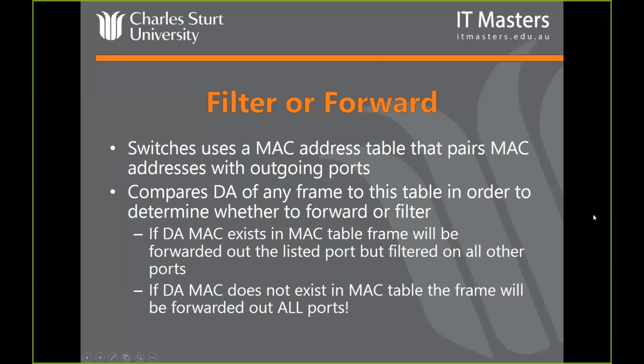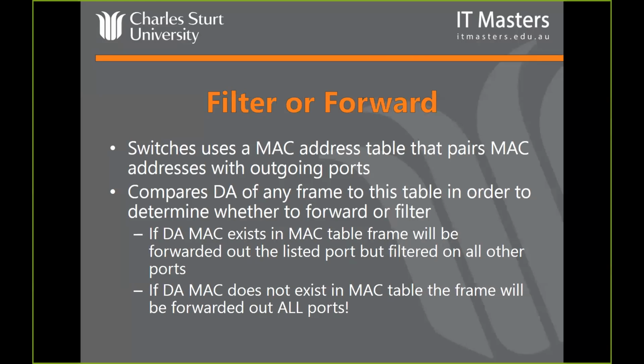But so it builds a table by looking at the source addresses. It compares the destination address of any frame to that particular table, which I've just said, in order to determine whether we're going to forward it or filter the packet. So, for example, if the destination MAC address already exists in the MAC address table, the frame will simply be forwarded out the listed port.